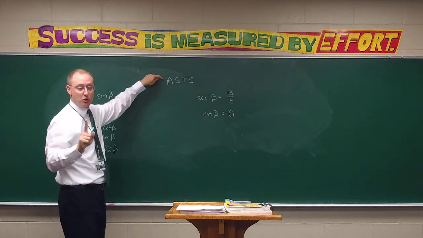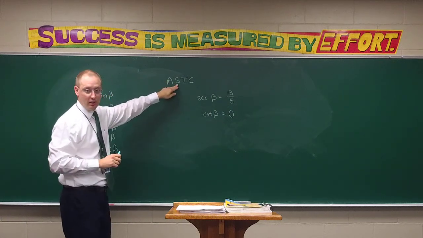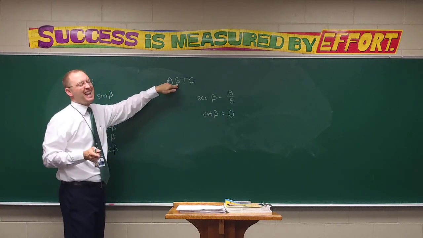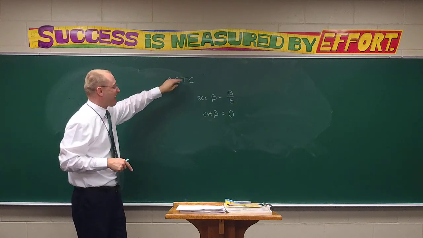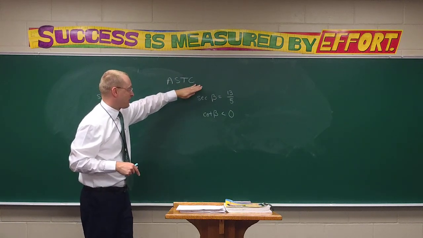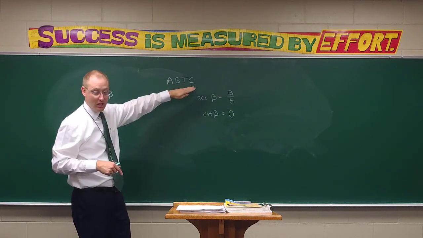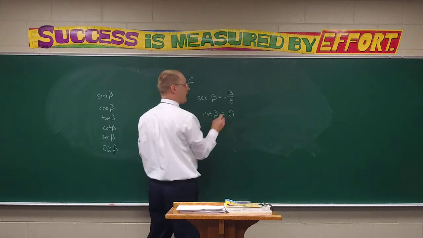ASTC meaning that in the first quadrant, class, all functions are positive. In the second quadrant, sine and its reciprocal cosecant. Something in the next room just crashed. Third quadrant, tangent and cotangent positive. In the fourth quadrant, cosine and secant positive.